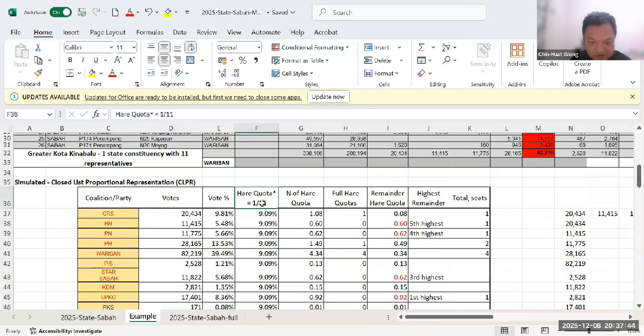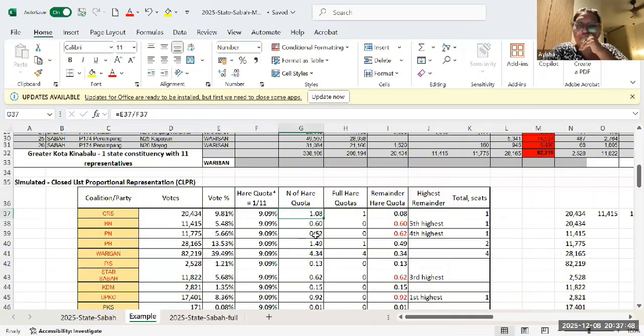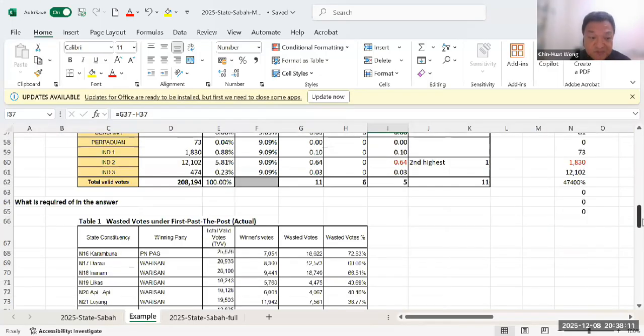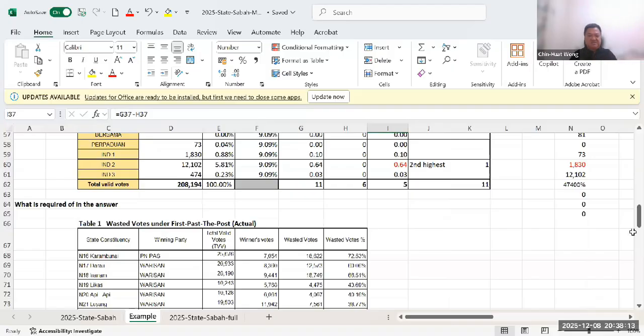The hare quota here would be 1 divided by 73. And then the rest you can basically copy to get the full quota. For the full quota, you can use this formula, truncated, meaning that you take out anything after the decimal. This one just minus, and then you can sort them to decide which is the highest, lowest, and just add the seats, and that's it. So this part will take a bit more work, but it's actually very simple. Okay.